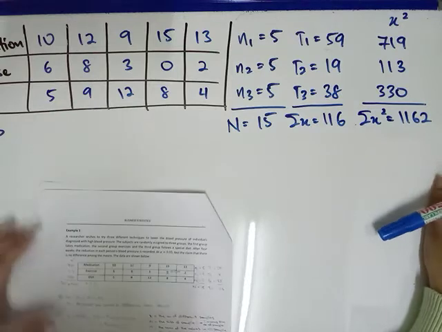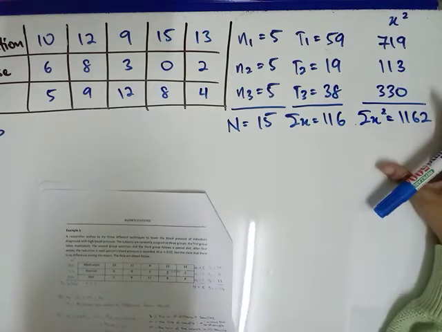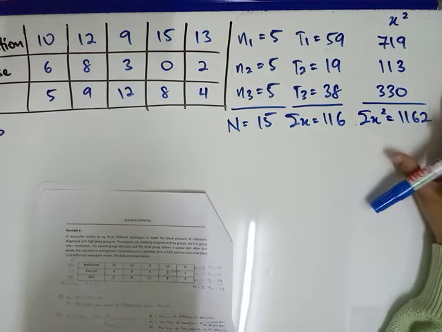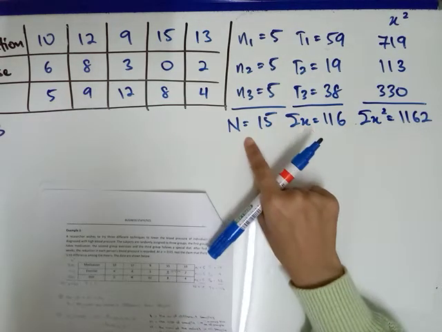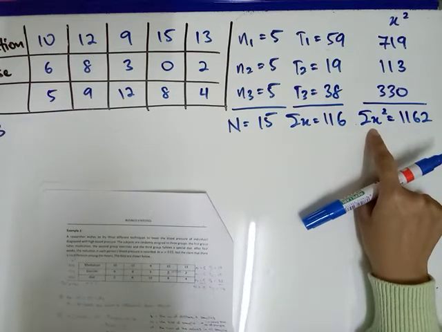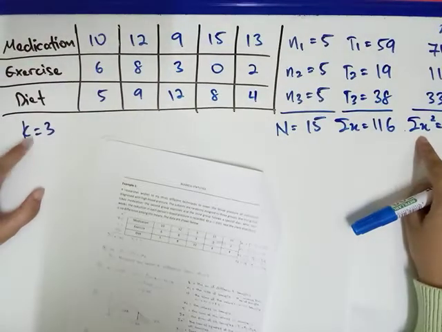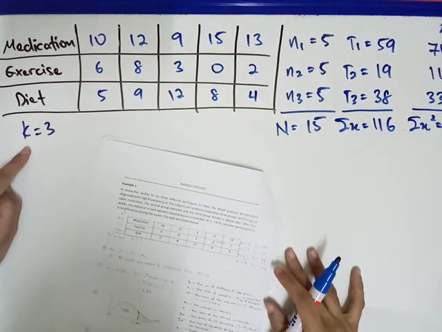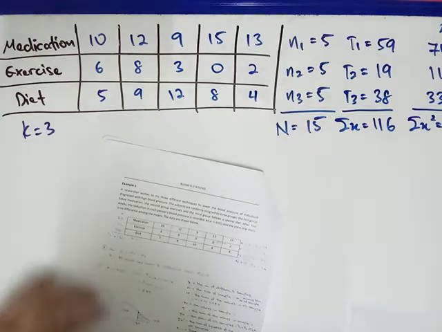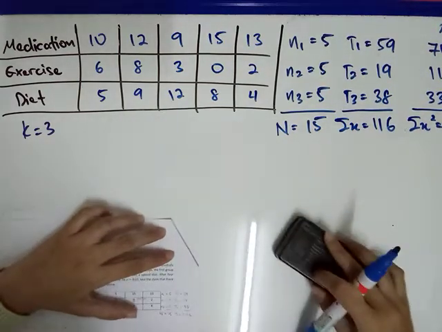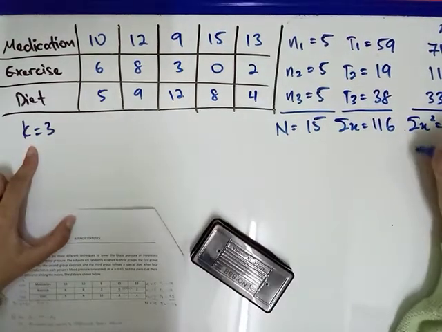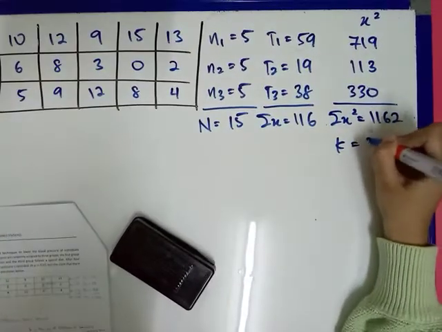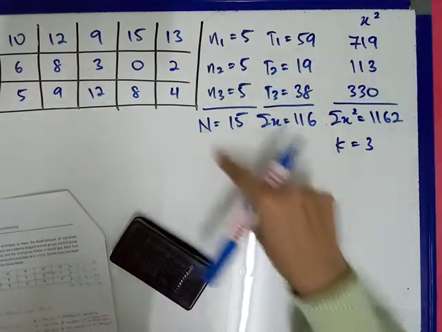So this is the first step that you need to find: the capital N, total X square, and then k. And then you can go to the next step, which is to use the 5 steps to test the hypothesis. Ni saya padam dah. So k is 3. Saya letak k is 3. So this is important.